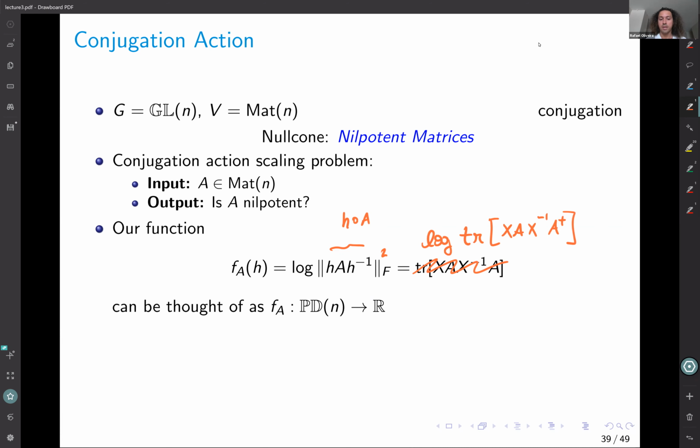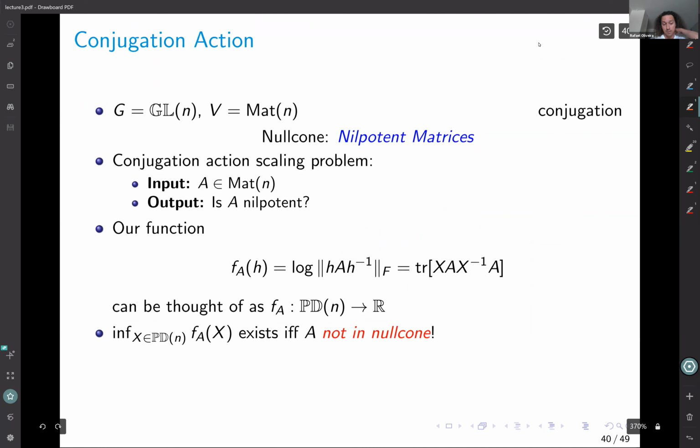Okay, and this can be thought of as a function from the space of positive definite matrices to the reals, as we have seen today. So we have this function to optimize, and this will tell us if the matrix A is nilpotent or not. Now again, as we saw before, the infimum over all these X's, when X takes values in positive definite matrices, of our objective function exists if and only if A is not in the null cone. All right, so the first question is: we learned about the crash course in geodesic convex optimization, so we need to ask, is this function convex or is this function smooth?